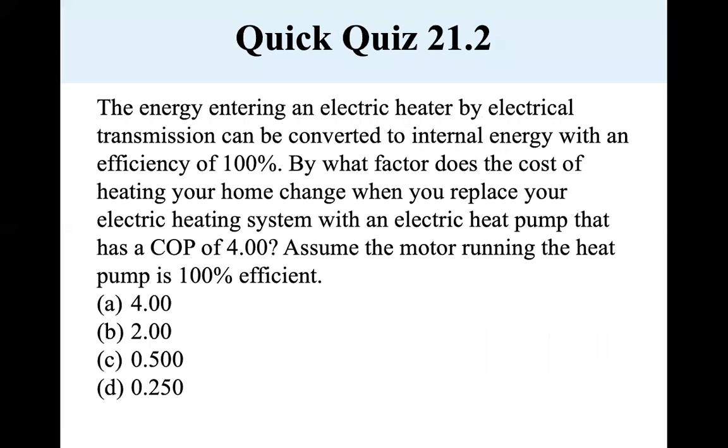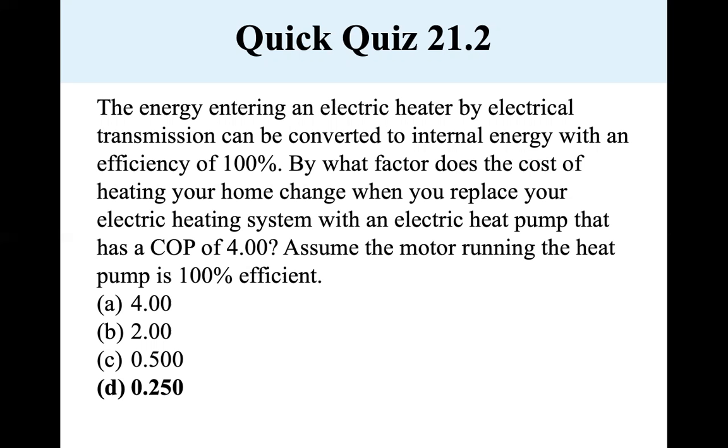Okay, let's look at a little quiz here. The energy entering an electric heater by electrical transmission can be converted to an internal energy with an efficiency of 100%, and so that's a factor of 1. By what factor does the cost of heating your home change when you replace your electric heating system with an electric heat pump that has a coefficient of performance of 4? Assume the motor running the heat pump is 100% efficient. So the COP of the first one is 1, and the COP of the second one is 4, so it's 0.25. That's the factor by which the cost of heating your home goes down if you convert to an electric heat pump that has a COP of 4.